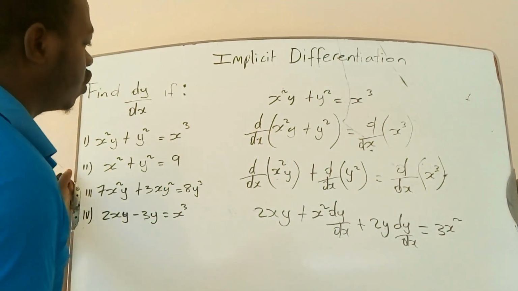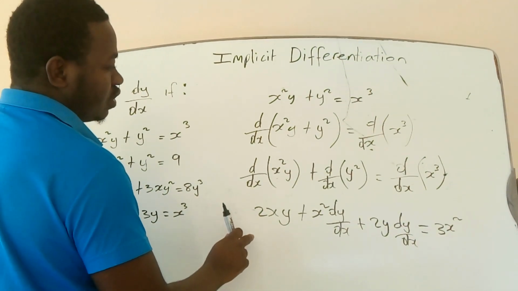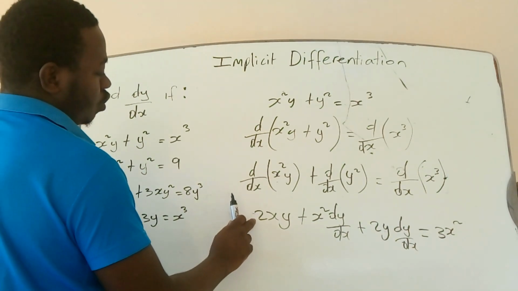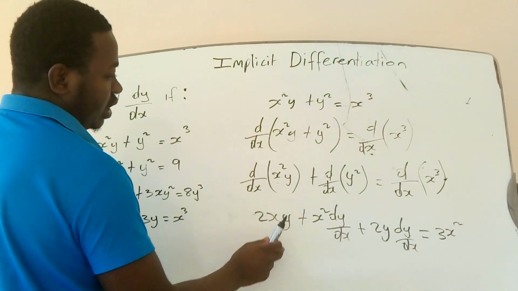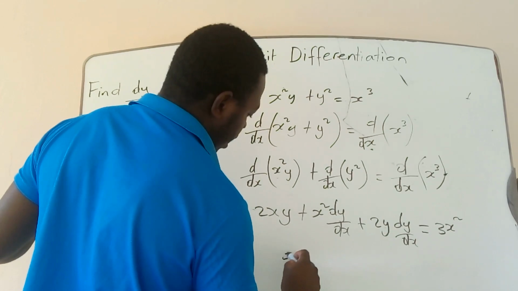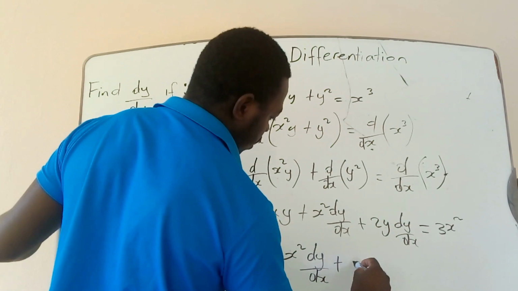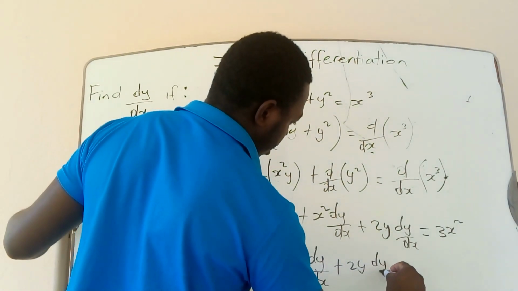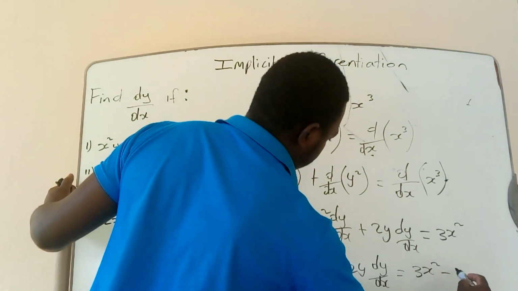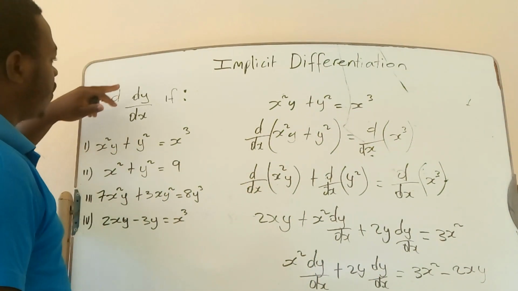Now what you're going to do is to group all the terms with dy by dx on one side of the equation and the other terms on the other side of the equation. So that means I want to get rid of this positive 2xy, so I need to subtract 2xy from both sides of the equation, and this side I'm left with x squared dy by dx plus 2y dy by dx equal to 3x squared minus 2xy. Remember that we are solving for dy by dx.